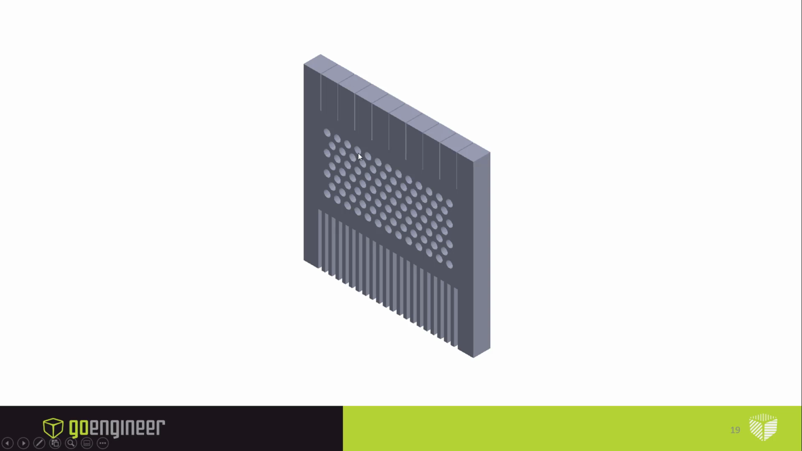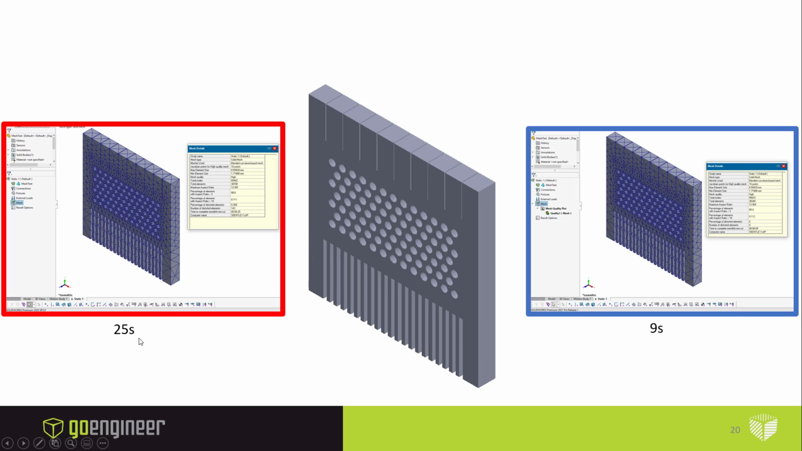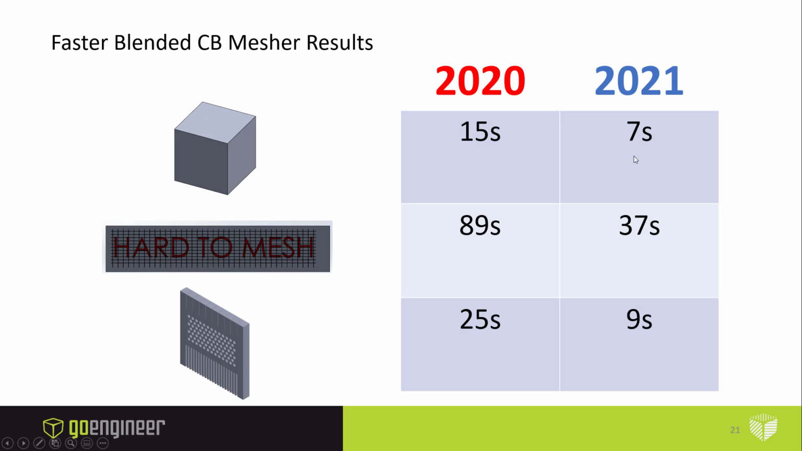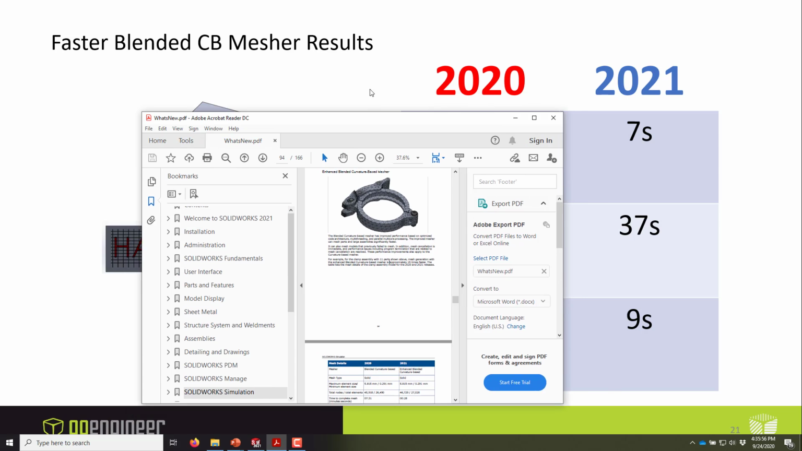Finally, on this last piece of geometry, I wanted to test how much the curvature played a role in slowing down the meshers. In 2020, it took 25 seconds, and in 2021, this one only took 9. In summary, the blended mesher seemed to be about 2 to 3 times faster this year than it was in the 2020 release.